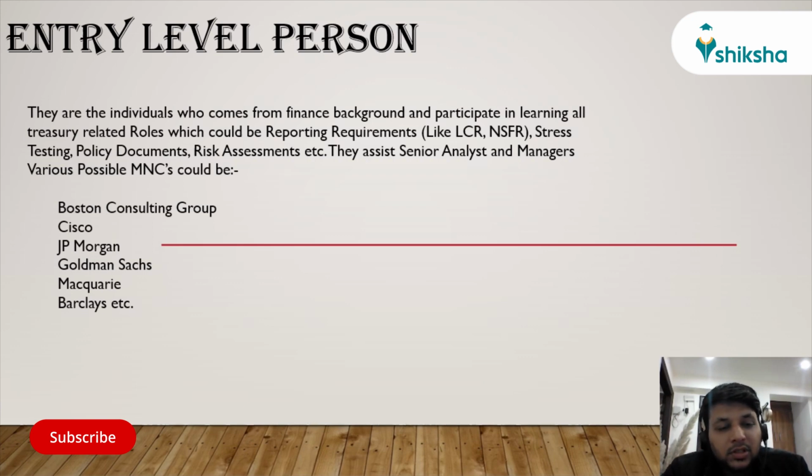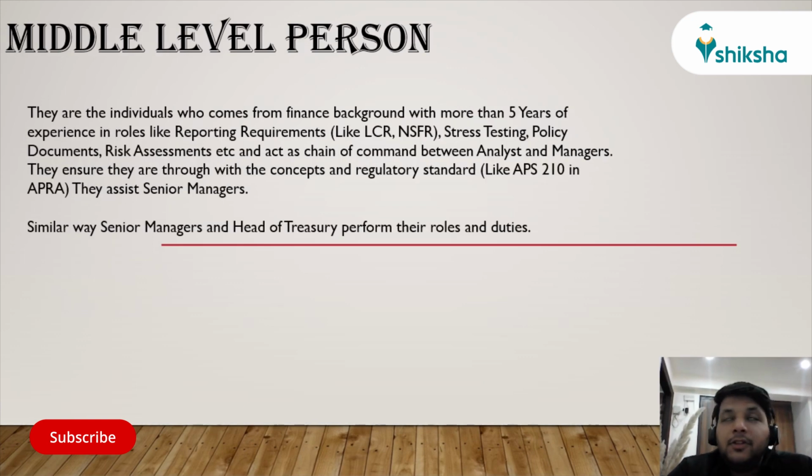As for possible MNCs, I have just highlighted the basics. BCG, Cisco, JP Morgan, Goldman Sachs, Macquarie, Barclays could be possible MNCs where you can make your career. This is just a hierarchy, not a detailed one. I have told you on the basis of my understanding. It is not a stringent rule. This is just based on my understanding and observation.